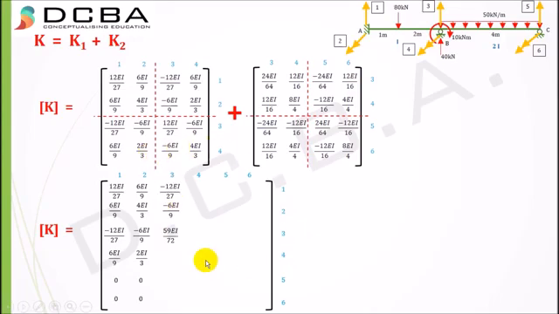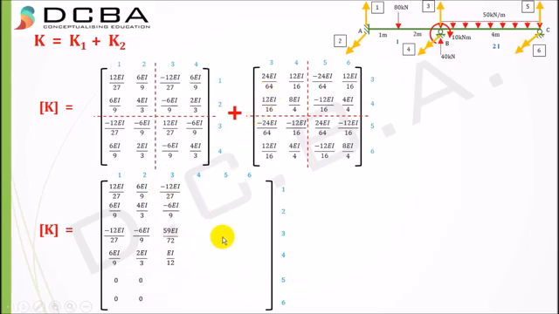Again element 4 3, that is fourth row third column, is occurring in this matrix as well as in this matrix. In this matrix it is minus 6 EI by 9. In this matrix it is 12 EI by 16. So we need to add them, and we get EI by 12. If I just add this element and this element, I get EI by 12.